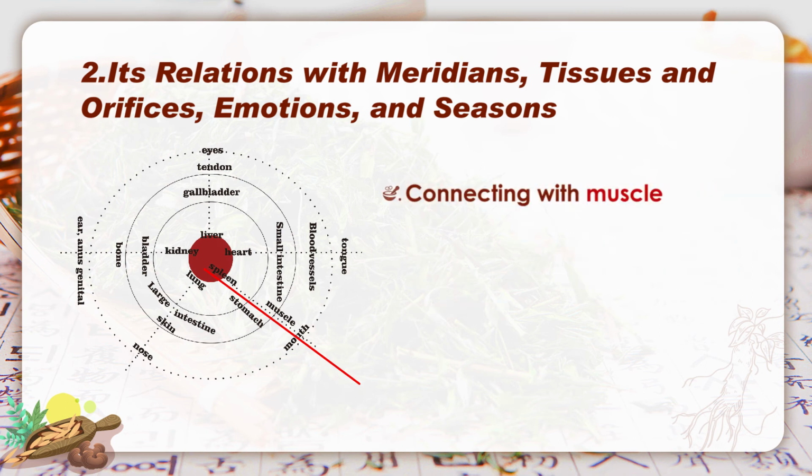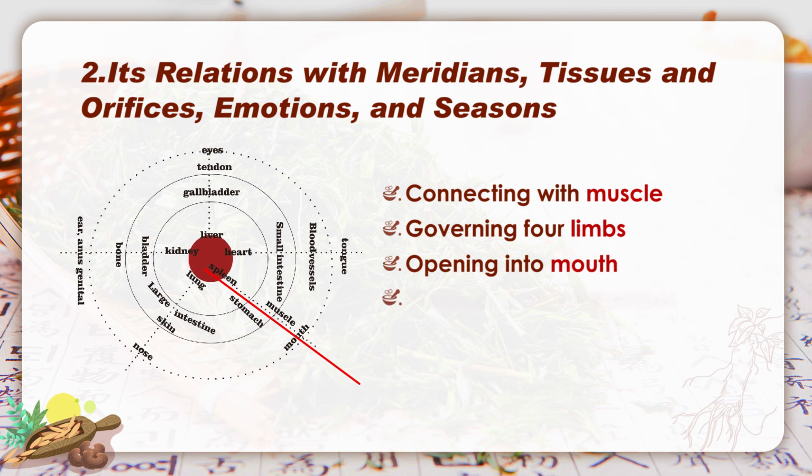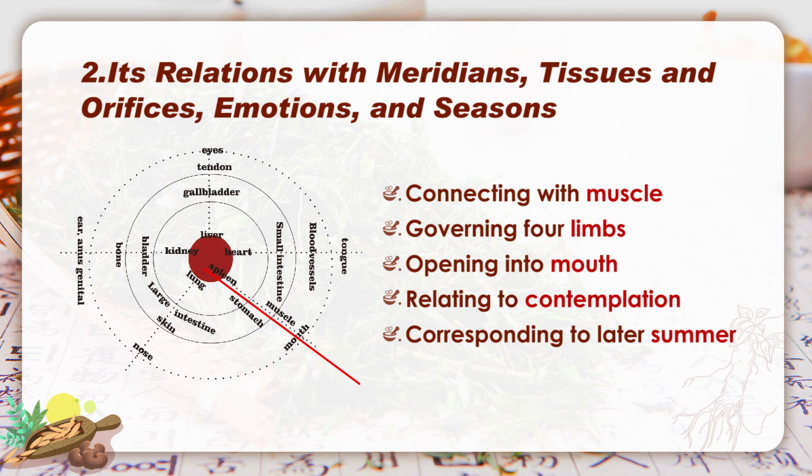Furthermore, spleen is connecting to muscle and manifesting on four limbs, opening into the mouth, relating to contemplation, and corresponding to later summer. Later summer, we may have mentioned the term before. It refers to the last month of summer. You know, according to 5-element theory, there are 5 seasons, respectively attributed to 5 elements. Okay, these are the contents for spleen.